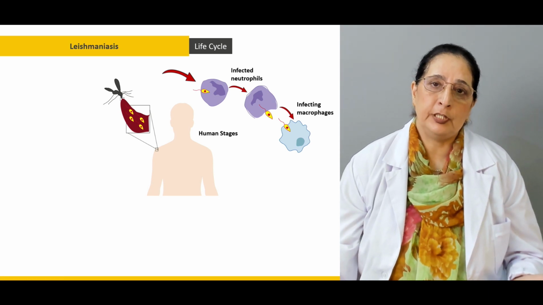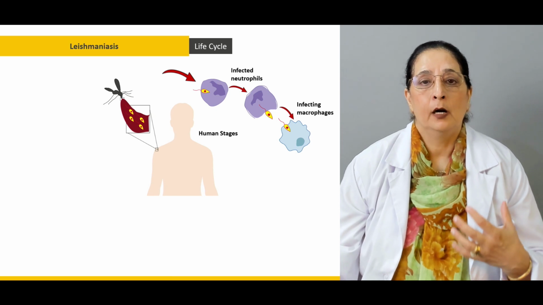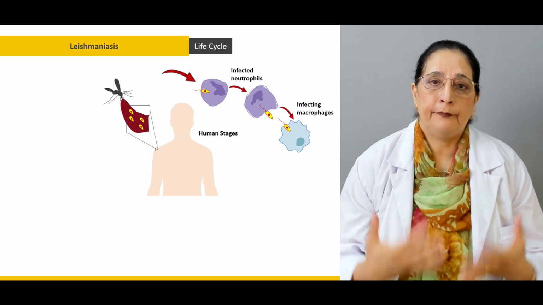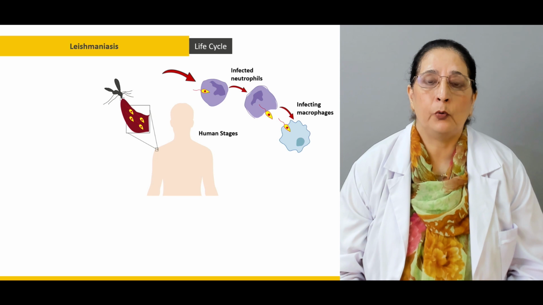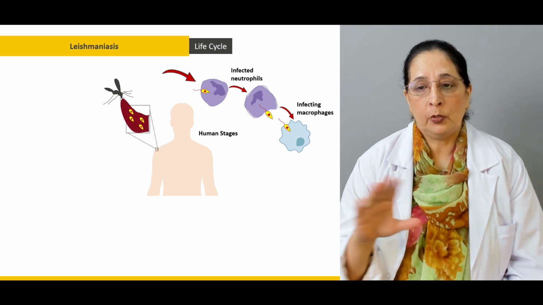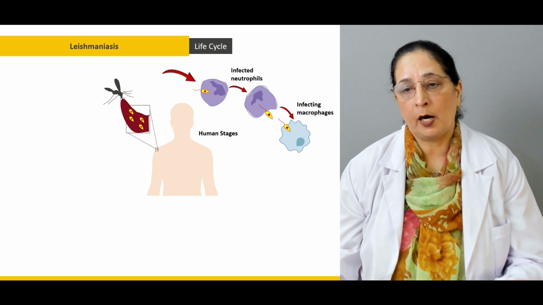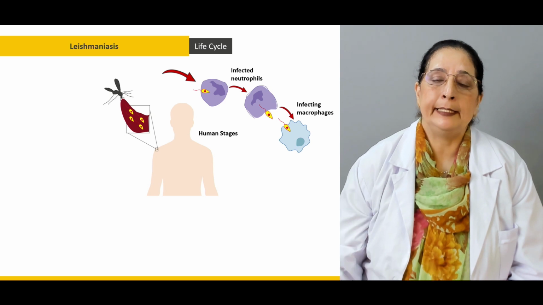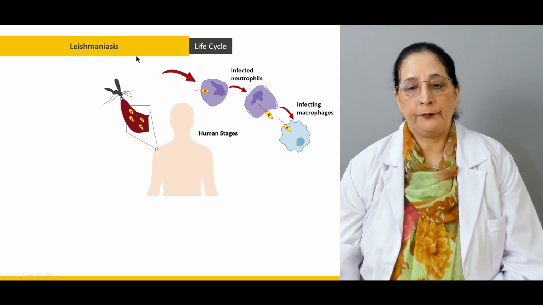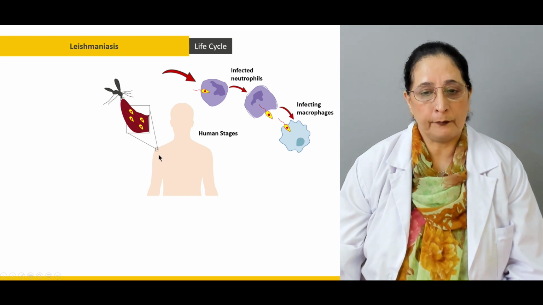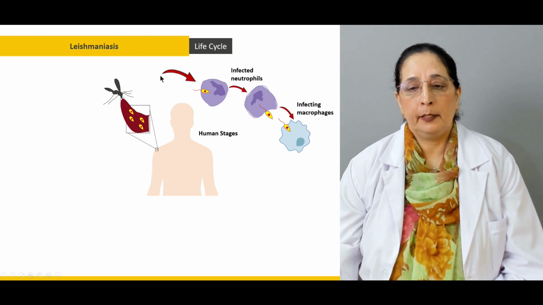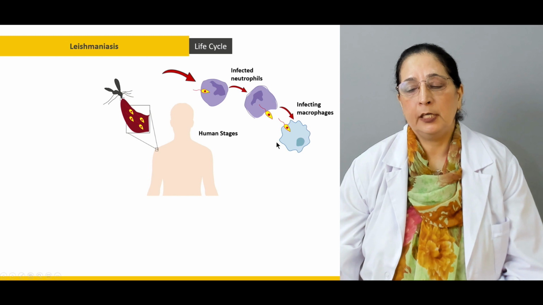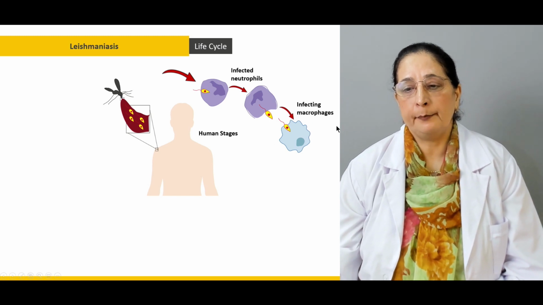Again, macrophages are a very important cell of the inflammatory cells. They are known as inflammatory cells, and they play an important role in fighting an infection. So all these are parts of the reticuloendothelial system, which are affected by the leishmania. After the bite of the sandfly, it enters the neutrophil, and then from the neutrophil it infects the macrophages.